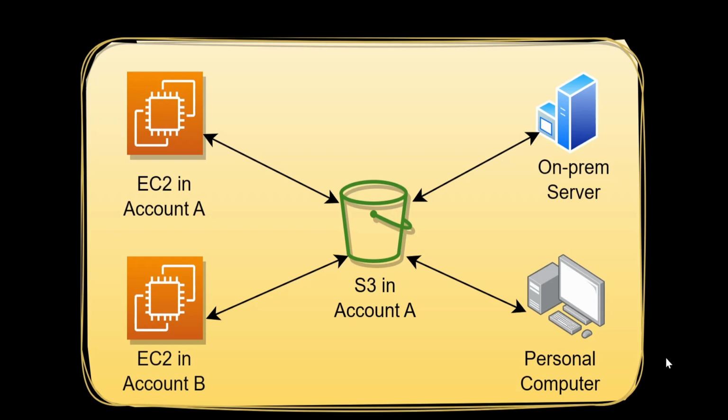Today I will show you how to access S3 objects from any servers without any credentials. See here in this diagram, one S3 bucket is there in account A, right? And an EC2 instance in the same account is accessing the objects within this bucket, and another instance from another account is also accessing these objects. We can even use an on-premises server, and from a personal computer also we can access S3 objects. So let's go to the AWS console and configure the same.